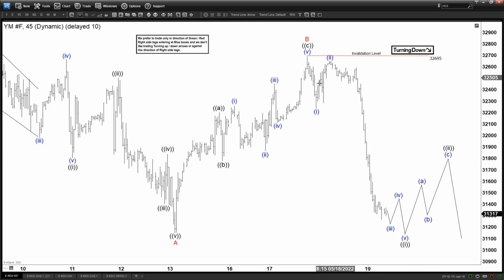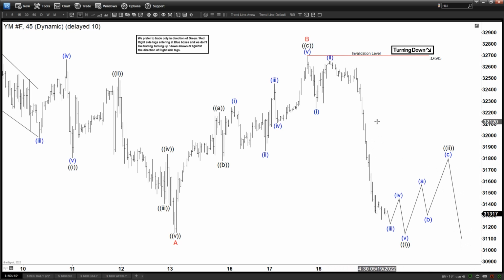Okay, so simply then, what we are looking for is that any rally should fail below 32695 in the Dow and continue to go lower. If you only care about what's going to happen in the next few hours, the next 24 hours, then the chart here is pretty straightforward. As long as we don't break above that high from May 17, then we should continue to see downside for the Dow futures.